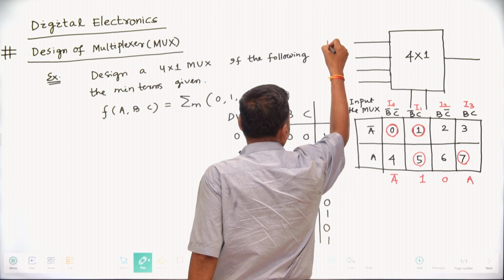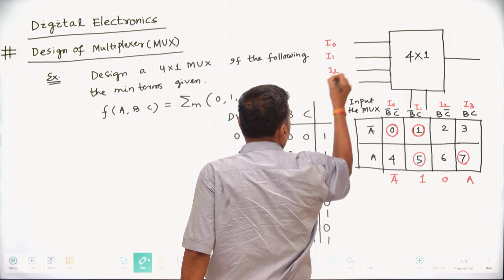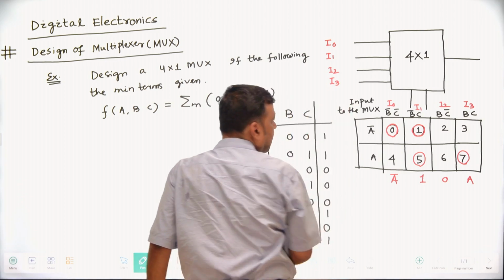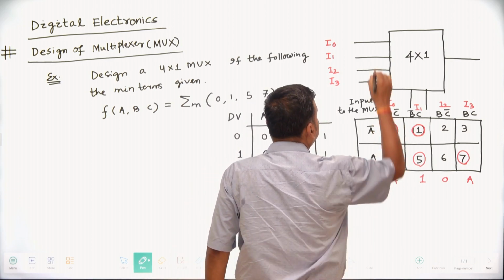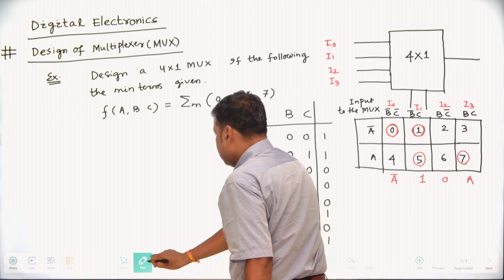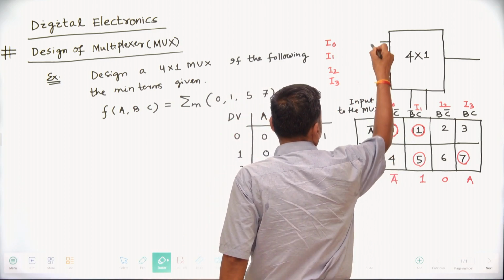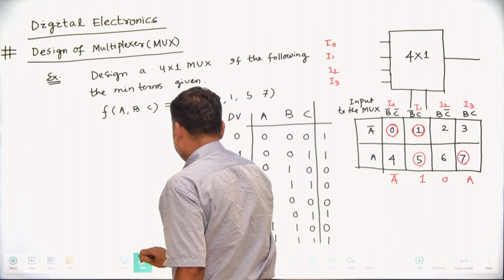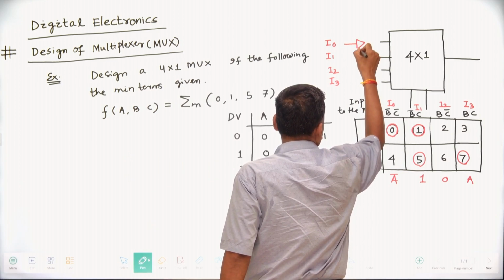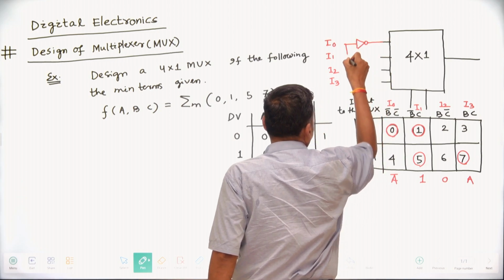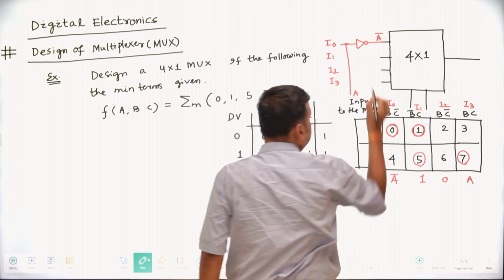This is your I0, this is your I1, this is your I2, and this is your I3. In I0, the value is A bar. I0 is A bar. This is your A and its complement A bar. This is nothing but A bar. So I0 is nothing but A bar.